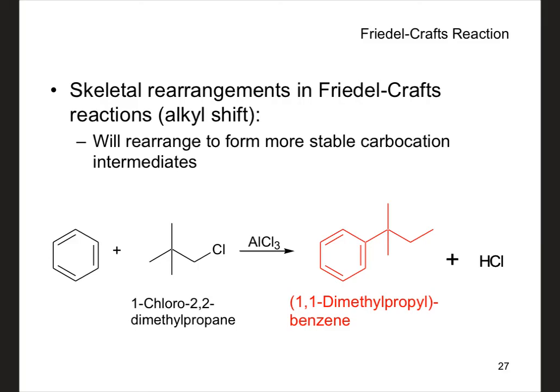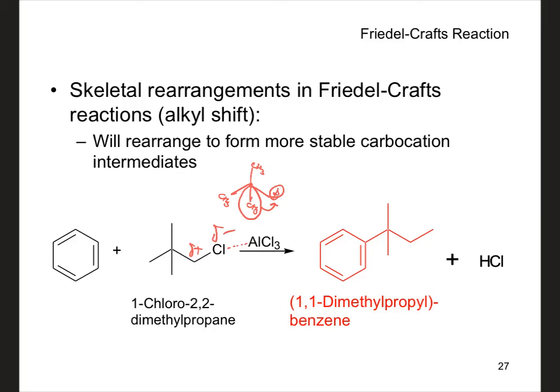Let's take a look at another one. So we have 1-chloro-2,2-dimethylpropane. Now when that coordination that I've been referring to happens, of course your first carbocation possible is going to be this. Now there are no hydrogens, so you can't carry out a hydride shift. What you can, however, do, since all three are methyl groups, is that one of these can move.